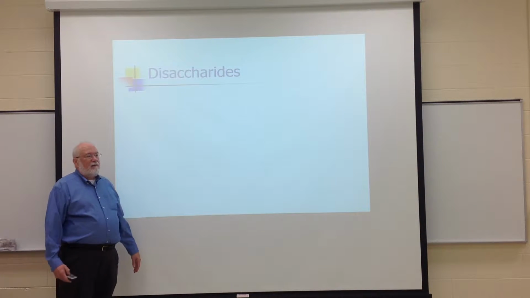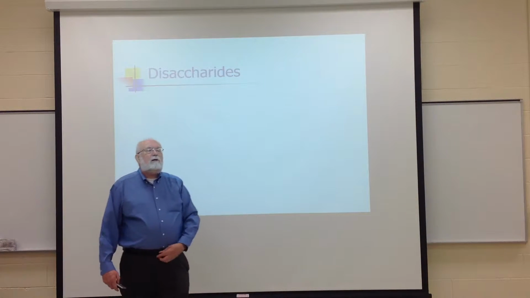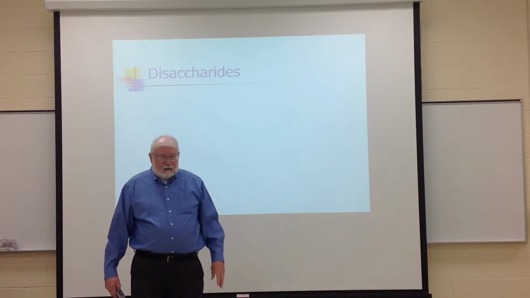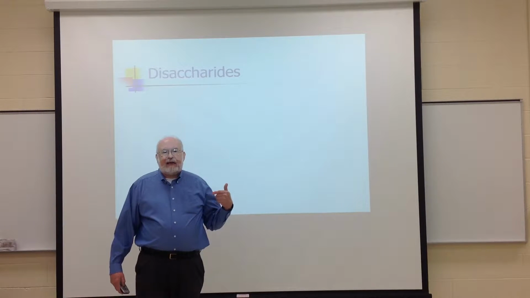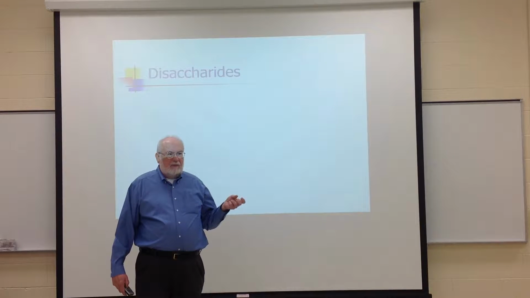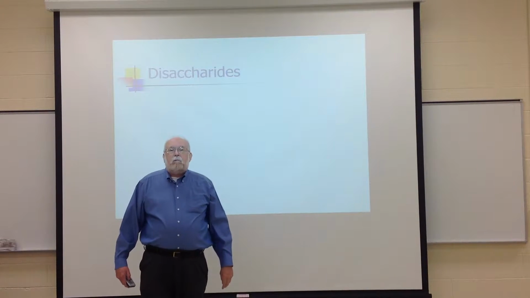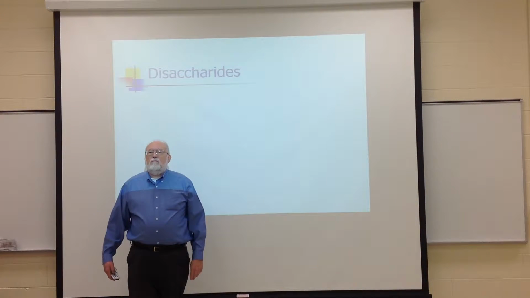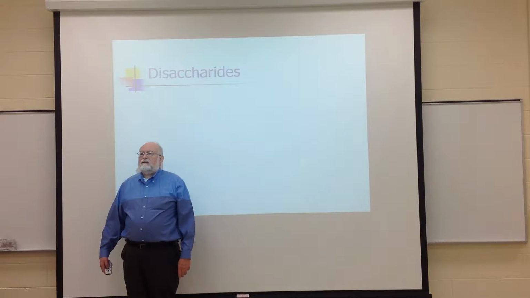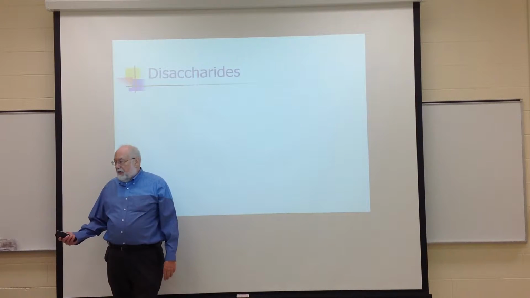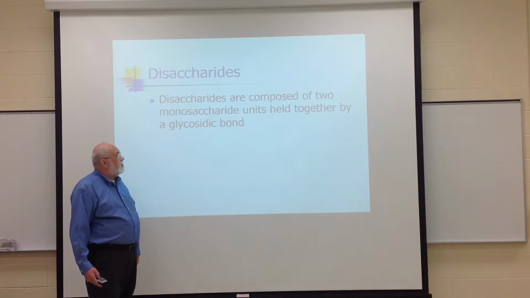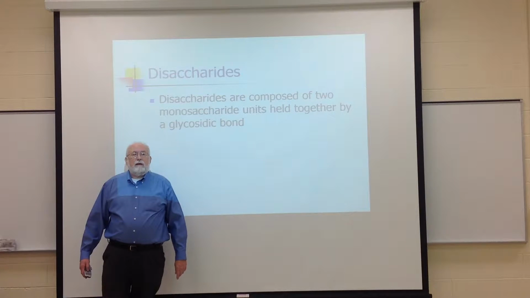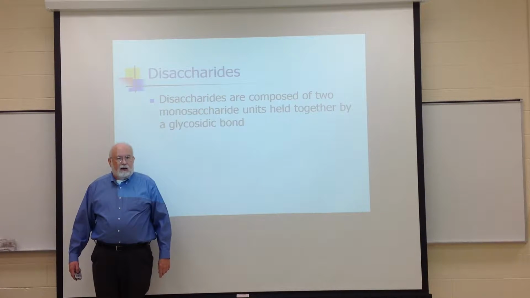All right, now let's kick it up a notch and let's go with what we can call a disaccharide. Now, again, get out your terminological dissecting kit. What would the prefix di mean? 2. What is it? It's essentially 2 monosaccharides linked together. That's how you make it. These are composed of 2 monosaccharides held together by what we call a glycosidic bond.